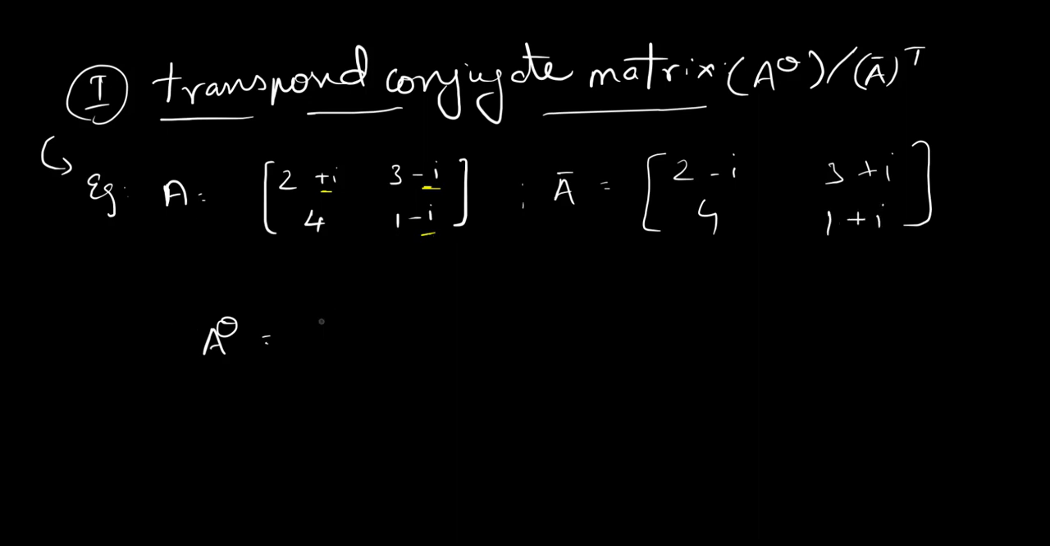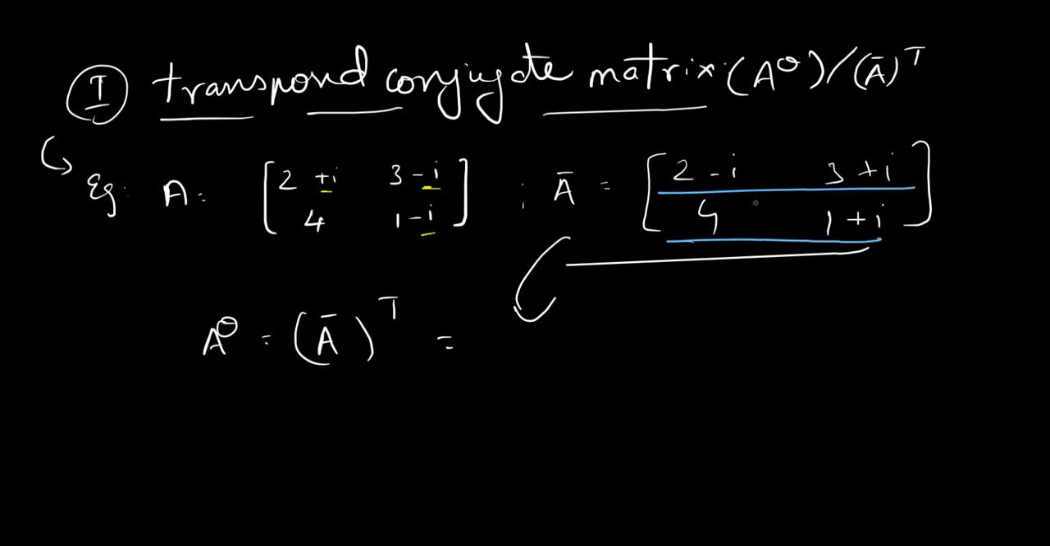So A theta, what is A theta? A theta is really simple. As I said, A theta is also said to be the conjugate of A, whole transpose. Already we know the A conjugate, so we'll do the transpose. As I already told you, only the rows are going to be changed into columns. So it's going to be this way: 2 minus i, 3 plus 1, 4, 1 plus i. That's it. This is the transposed conjugate of a matrix. This is really important, and we need to see it because of its importance in this exam.